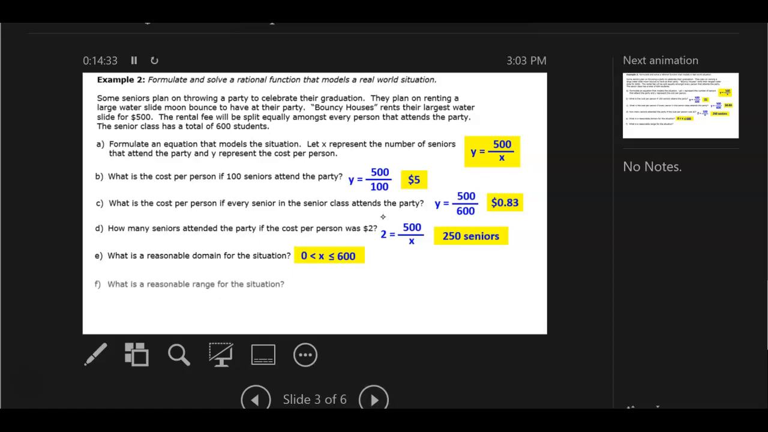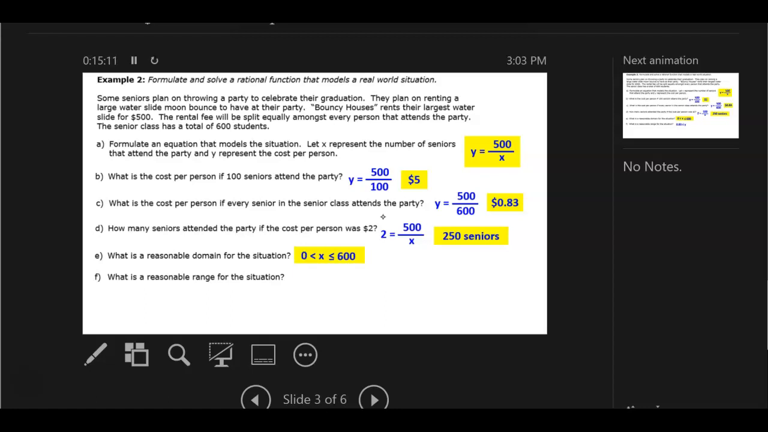Last one, range. If domain is X, we know range is Y, hopefully, right? Now, what is the least amount of price per person? It can't be 0 because you have to actually pay money for this. Think about it. It costs the least when you have the most people going, which is what we did on letter C. How much was letter C? It doesn't get any lower than 83 cents per person. So our range, 83 at the bottom.